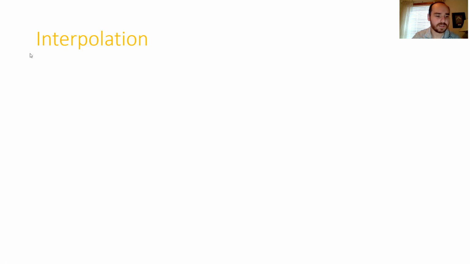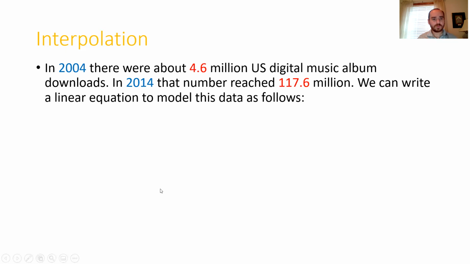So interpolation, I need to figure out a good place to put this. Let's try down there. Anyway, so interpolation. This is the data we're going to look at to start. In 2004, there were about 4.6 million US digital music album downloads. In 2014, that number reached 117.6 million. We can write a linear equation to model this data as follows. And if you're following along in your textbook, this is the same example that they use.